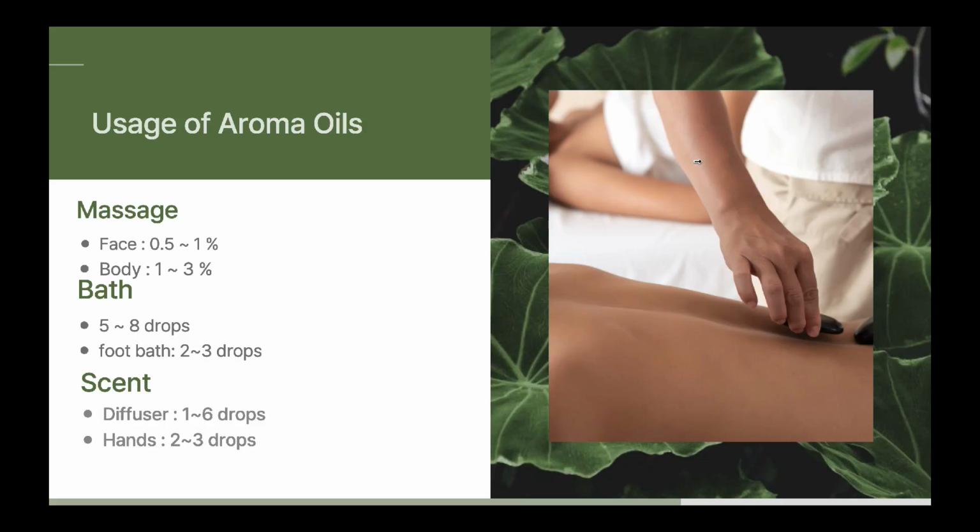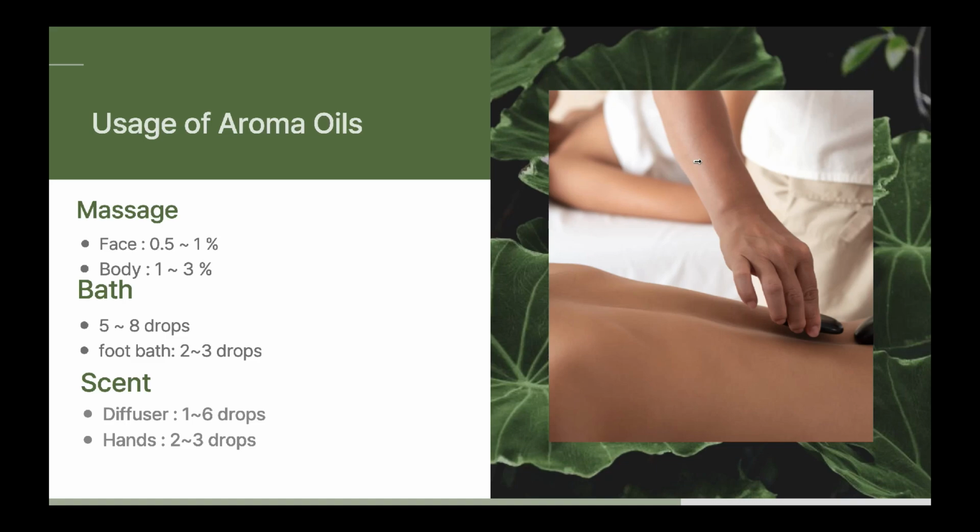And on your body, make sure that the aroma oils are about 1 to 3% of the total liquid that you use. You can also use aroma oils for baths. If you take a bath, you can put 5 to 8 drops of aroma oils in your bathtub, depending on how much water you have. If you just want to take a simple foot bath, 2 to 3 drops is also sufficient. And there's no hard and strict rule for this. Really, it's just up to you. But make sure that you don't put in too much. Always remember that even a single drop of aroma oils can have a very, very strong effect.